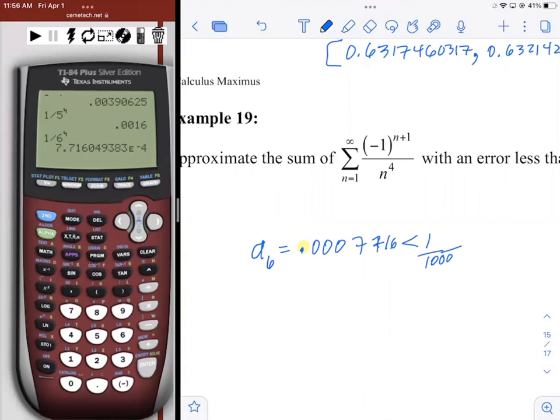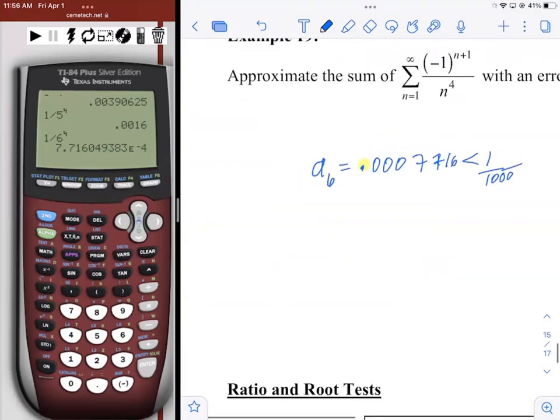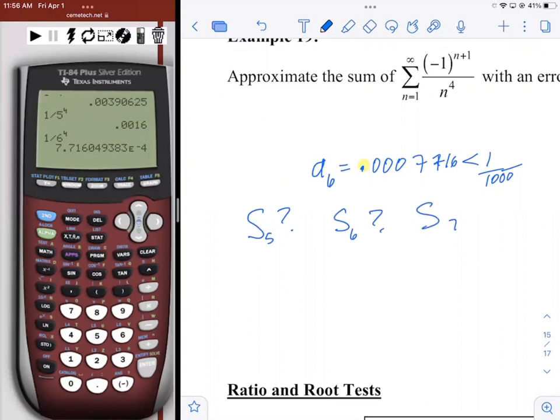Now, we have to finish answering the question. This is the first term where the first unused term was less than 1/1000. That means to get the partial sum that is within this amount, do I find S sub 5, S sub 6, or S sub 7?